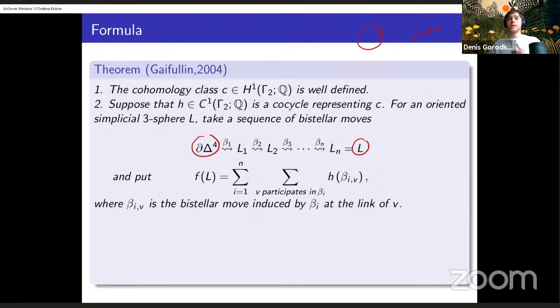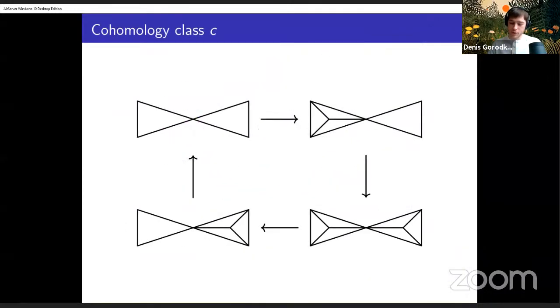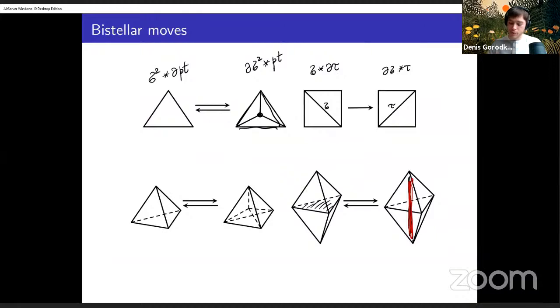And now we sum over all the vertices of this three-dimensional sphere. We induce bistellar moves in the links of the vertices, because if you look at this picture, if you take any vertex and you take its link, then in the link you see a bistellar move of dimension one less, which means that you can induce bistellar moves on the links.